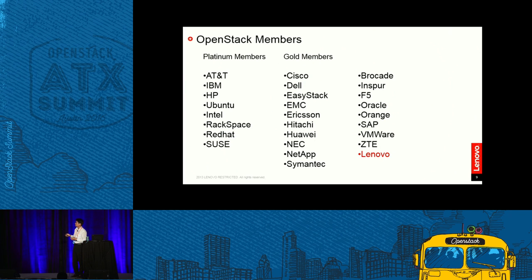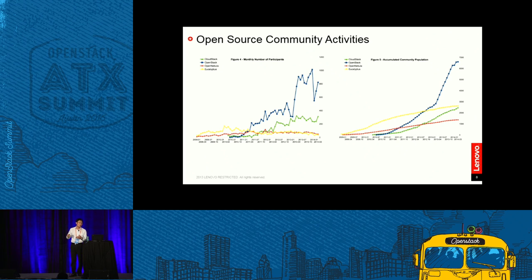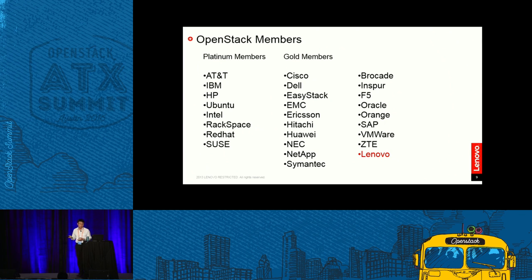Lenovo did a lot of research, and at that time there were several open source communities like CloudStack, OpenStack, OpenNebula, such kind of open source technologies, and Lenovo's choice was to embrace the open source. And also in 2014, Lenovo became an OpenStack member, and that made Lenovo's IT department more determined on the OpenStack path.